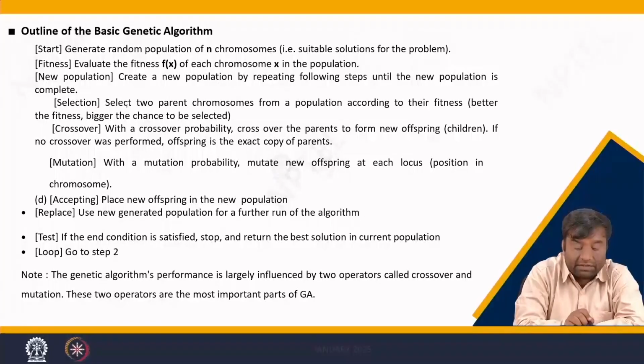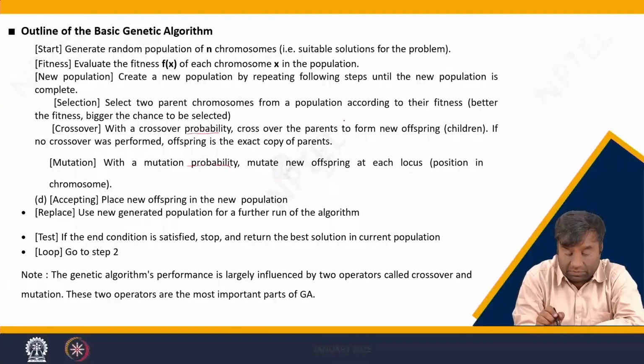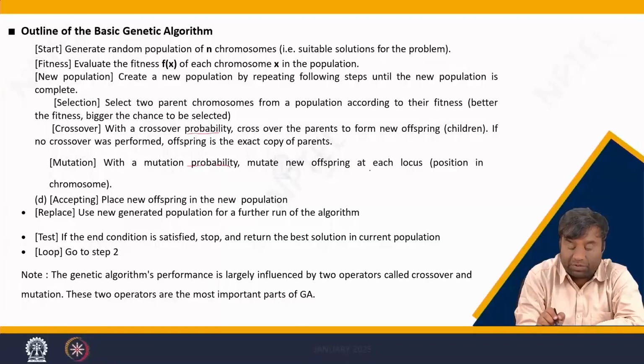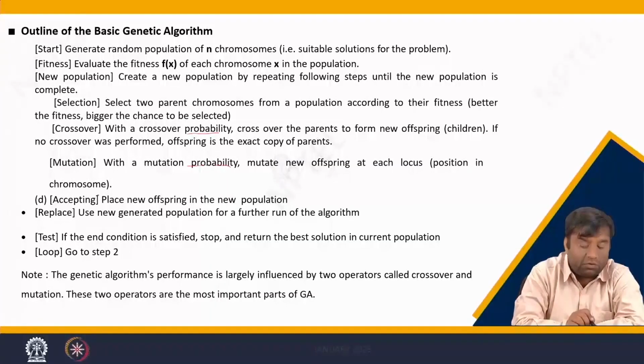So we need to do the selection. Select two chromosomes from a population according to their fitness. The greater the fitness, the bigger the chance to be selected. Crossover: with this term we will explain crossover probability and mutation probability. With the crossover probability, crossover the parents to form new offspring. If no crossover is performed, the offspring is an exact copy of the parents. Mutation: with the mutation probability, mutate the new offspring at each locus, that is position in the chromosome.